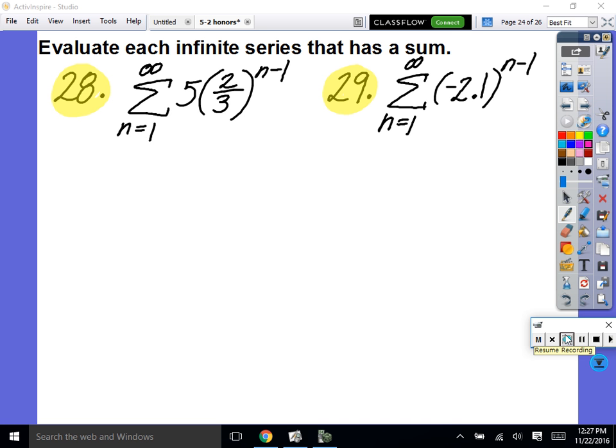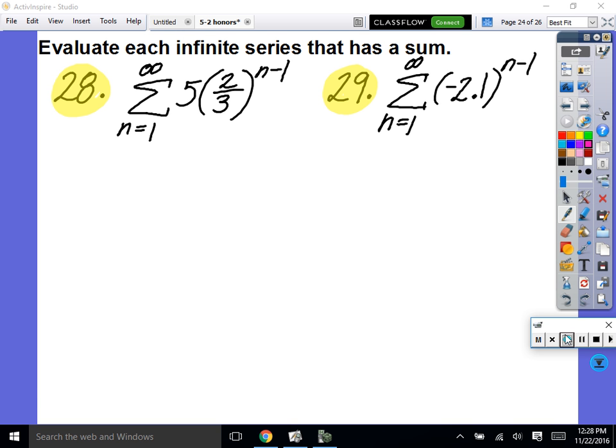28 and 29, same idea, just different format. Because we know that this format just means the sum. That summation sign, that sigma, is just the sum. So it says, evaluate each infinite series that has a sum. So on the test and on the homework, the first thing you would say is, can I actually find the sum of this? So first of all, it's geometric, correct? Look at the formula. If it was arithmetic, it would be linear. Does everybody understand? So it's geometric.